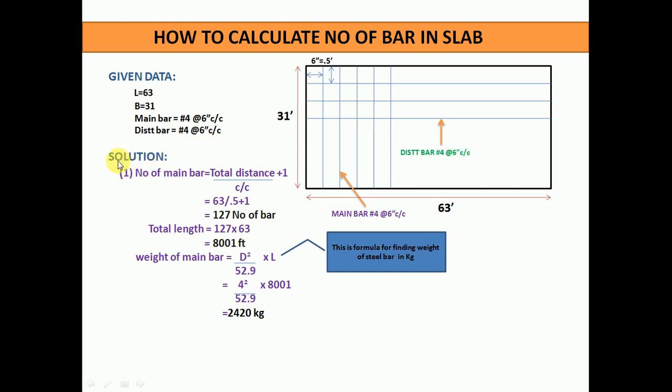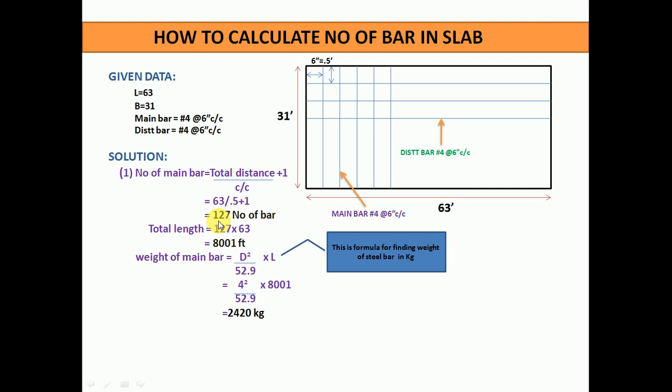So the solution. First of all, we are finding the number of main bars, that is, how many main bars are required in this distance. The formula for main bars is the total distance divided by center to center, plus 1. So here we have 63, which is the length, divided by 0.5, which is the center to center distance, plus 1.